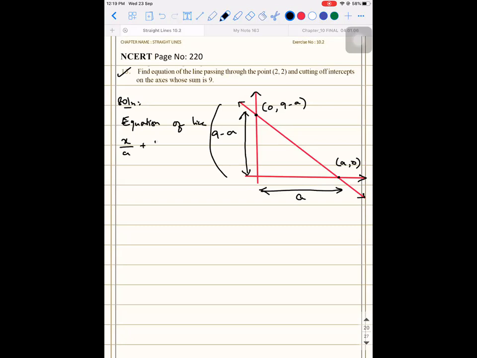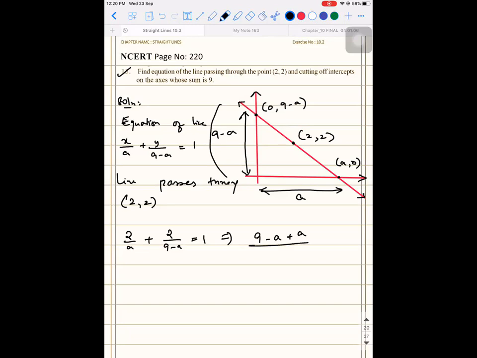X by A plus y by 9 minus A is 1. But what is the other condition that is given? Line passes through which point? 2, 2. So when you substitute 2, 2, 2 by A plus 2 by 9 minus A is equal to 1, which implies 9 minus A plus A, the whole divided by A into 9 minus A is equal to 1 by 2. Why did I write 1 by 2?